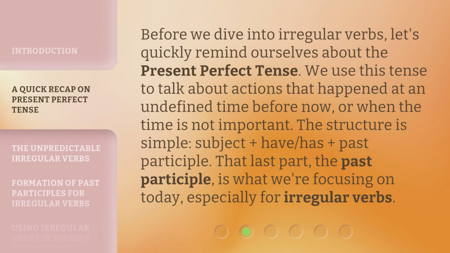Before we dive into irregular verbs, let's quickly remind ourselves about the present perfect tense. We use this tense to talk about actions that happened at an undefined time before now, or when the time is not important. The structure is simple: subject plus have, has plus past participle. That last part, the past participle, is what we're focusing on today, especially for irregular verbs.